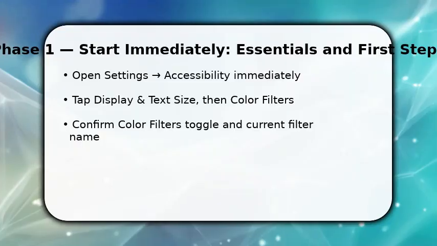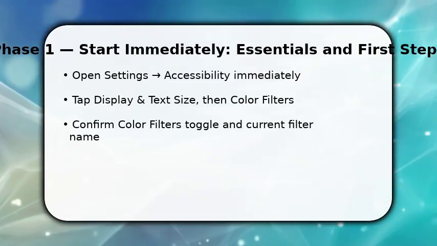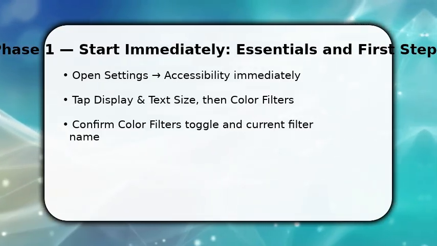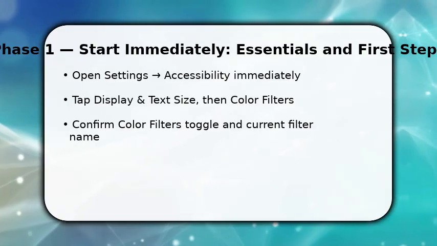Enjoy the video. You start in Settings, go straight to Accessibility. Once there, tap Display and Text Size and open Color Filters. You see a toggle and a list of filters.